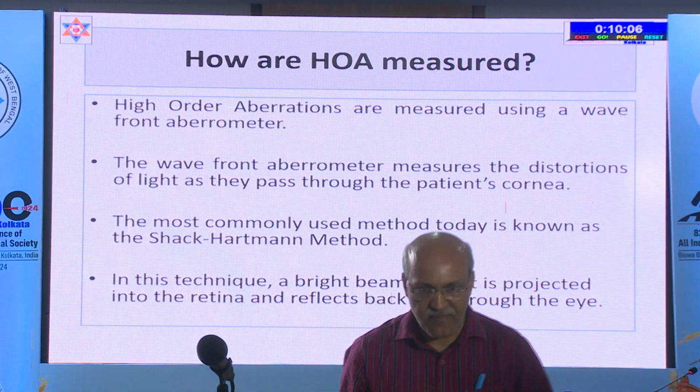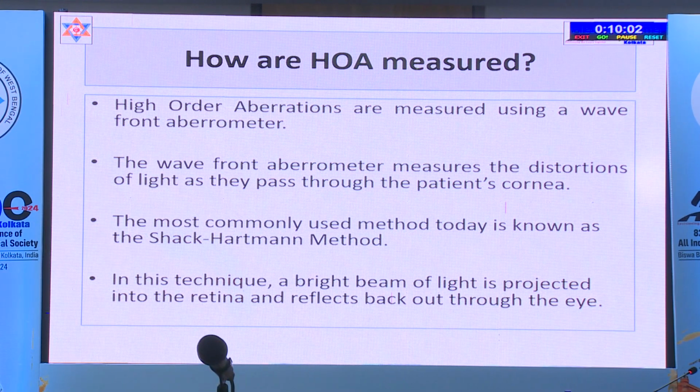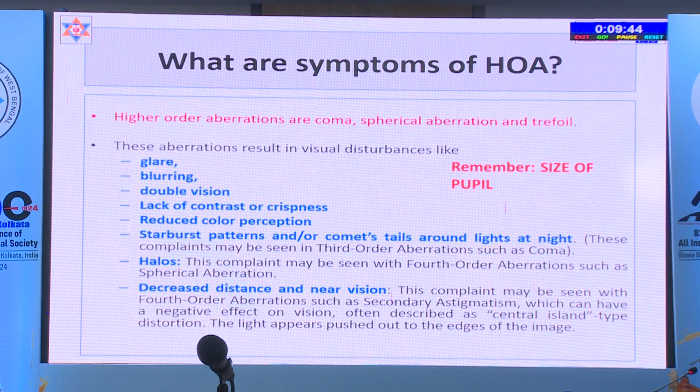How are these aberrations measured? They are measured with the help of aberrometers, and a commonly used method is the Shack-Hartmann method, in which a bright beam of light is projected into the retina and then gets reflected back through the eye. This is a photograph showing the Hartmann-Shack aberrometer. Now, what are the symptoms of high order aberration?